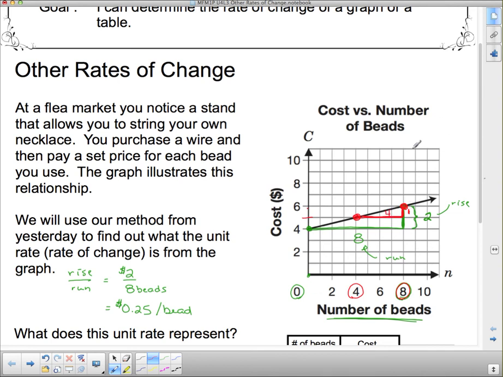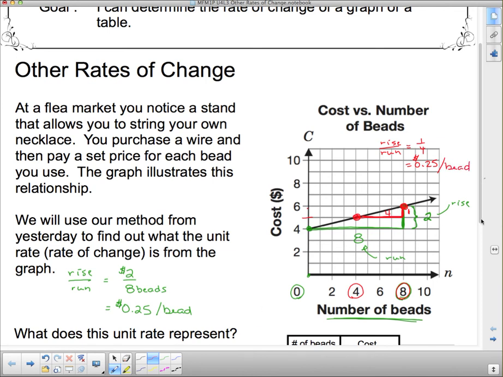So if I did rise over run there, it's 1 over 4, or 0.25. You get the same answer. It doesn't matter that I used a tiny little red triangle as opposed to a big green one. I get the same answer. It's still 25 cents, or $0.25, per bead.